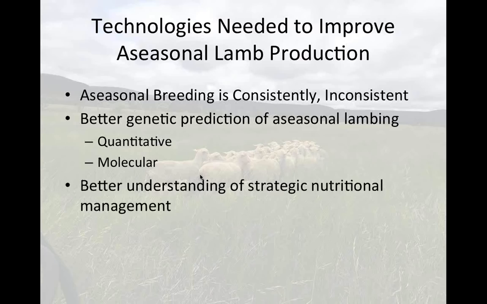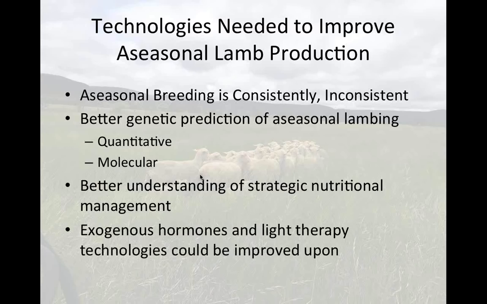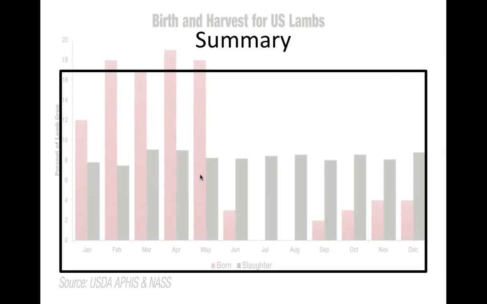Also, a better understanding of what strategic nutritional management is needed. Nutrition is typically our most costly input for production, so we don't want to overfeed, and sometimes when we overfeed, it can give us just as many problems as underfeeding. So better exogenous hormones and better light therapy protocols could be beneficial. Unfortunately, I don't know that our consumers really want more hormones, and so I think the three above are probably more needed than the fourth there.